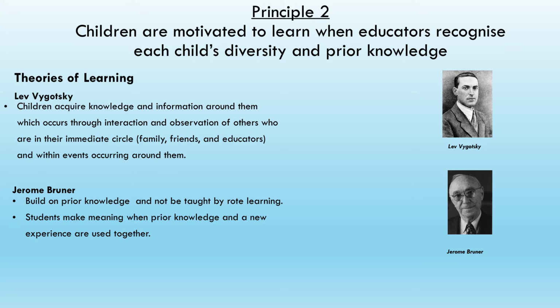Here are the theories of learning that relate to Principle 2. Vygotsky: children acquire knowledge and information around them, which occurs through interaction and observation of others who are in their immediate circle and within events occurring around them. Bruner: children build on prior knowledge and should not be taught by rote learning. Students make meaning when prior knowledge and a new experience are used together.